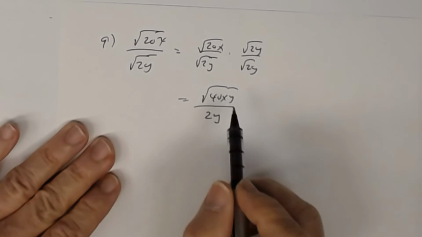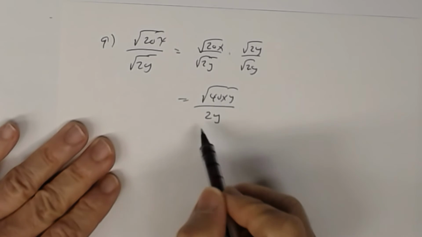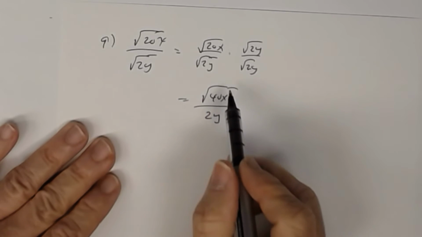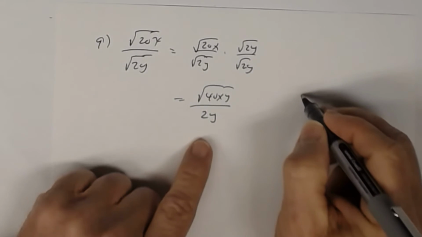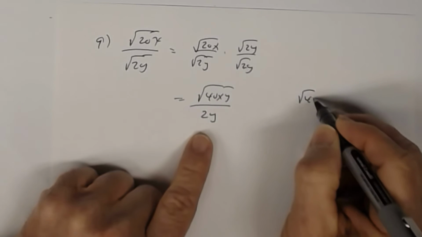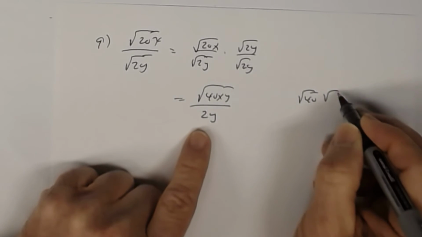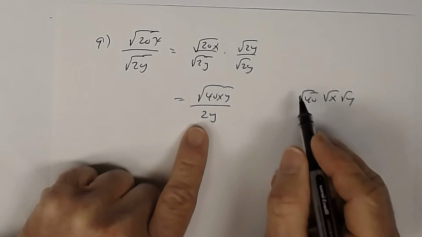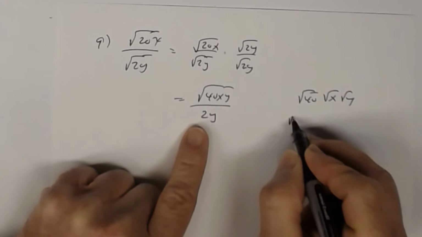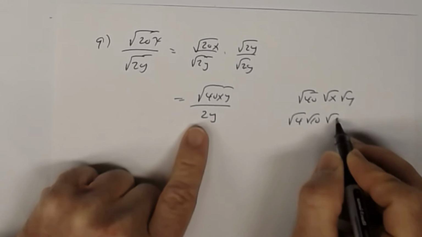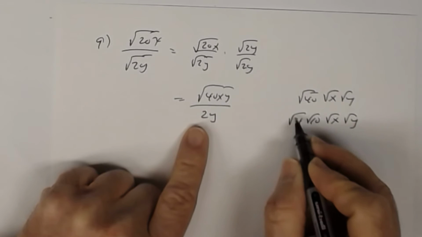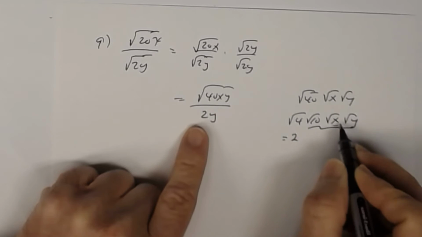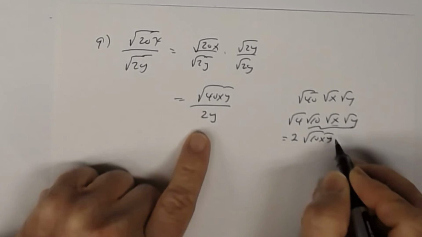Okay? But remember, even though you no longer have a square root in the denominator, so you've rationalized the denominator, notice though I can simplify the square root of 40. So let's go off to the side and simplify the square root of 40. So I get the square root of 40 times the square root of x and the square root of y, right? The largest perfect square that goes into 40 is 4. So you get square root of 4, square root of 10, square root of x, square root of y. And so the square root of 4 is 2, so I get 2 square root of 10xy. And so that's your numerator.